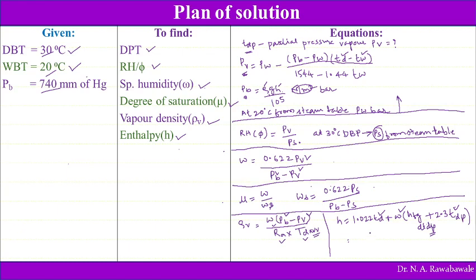How to start this problem is very important. First of all, we can find out PW at 20 degrees Celsius wet bulb temperature, then PB converted into bar, then PV, then dew point temperature. So always we start from bottom to top for every term. When we want to find out dew point temperature, start from PW. When we want to find out RH, then start from PS. This is how we will attempt this problem.